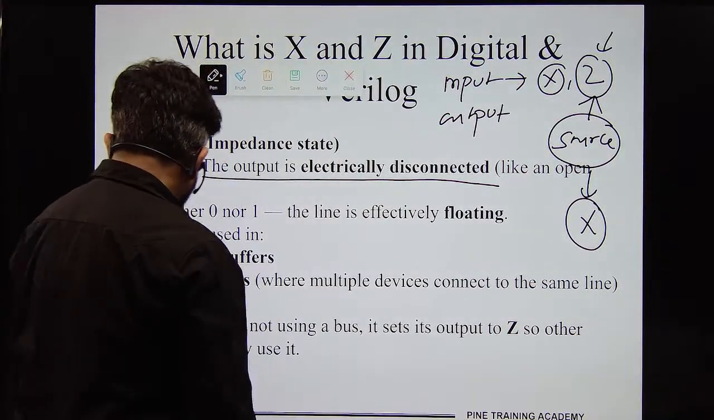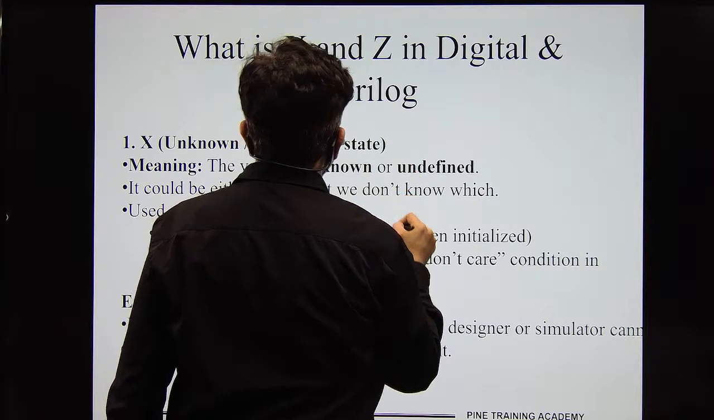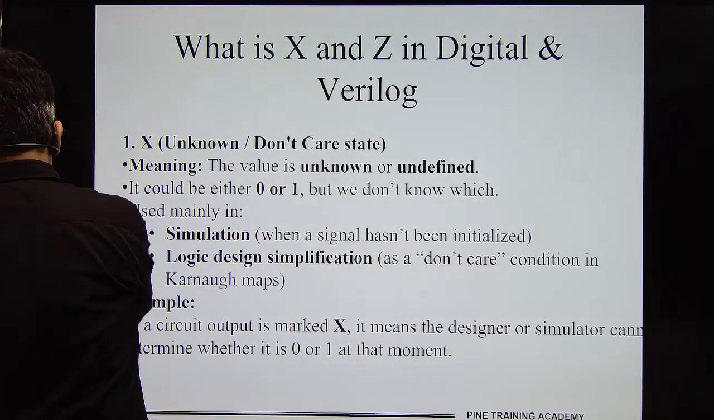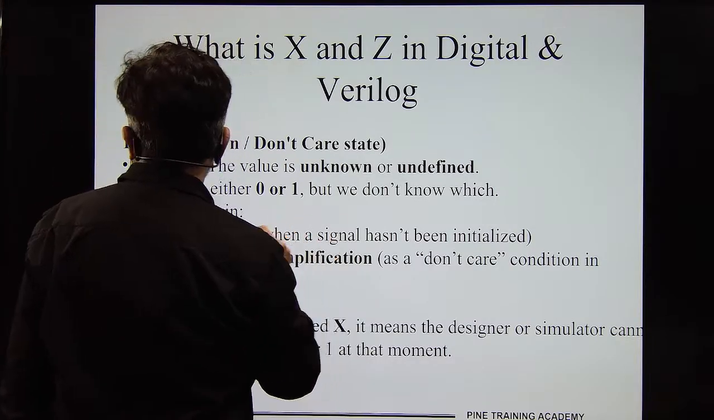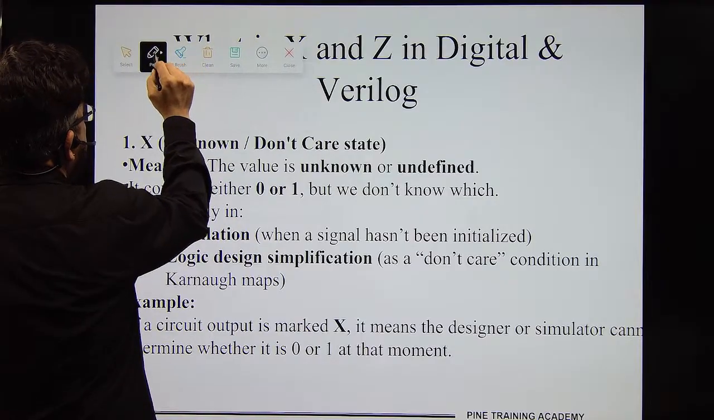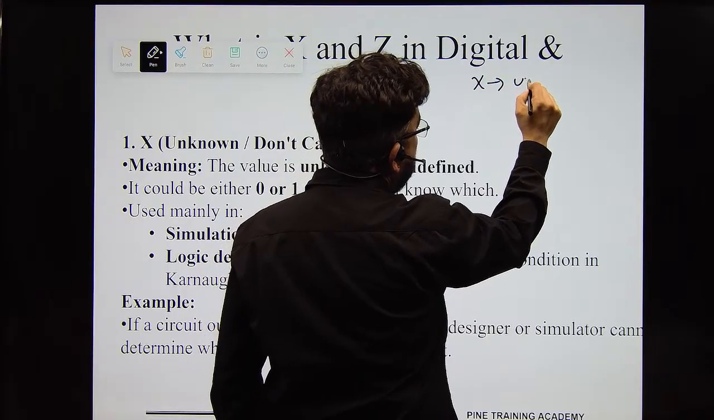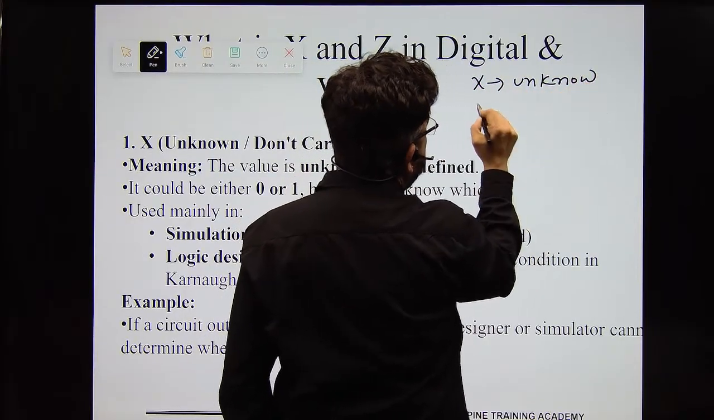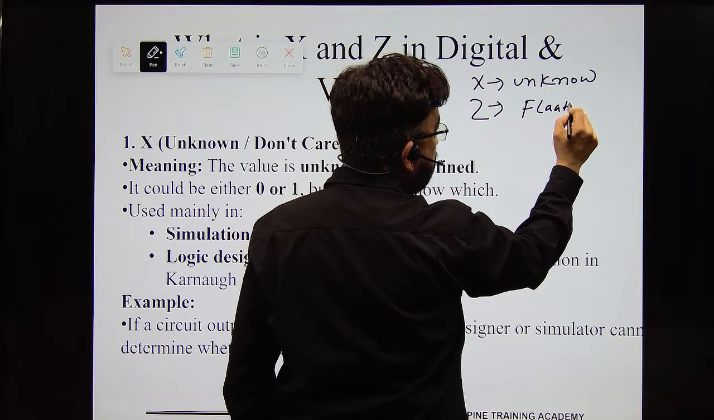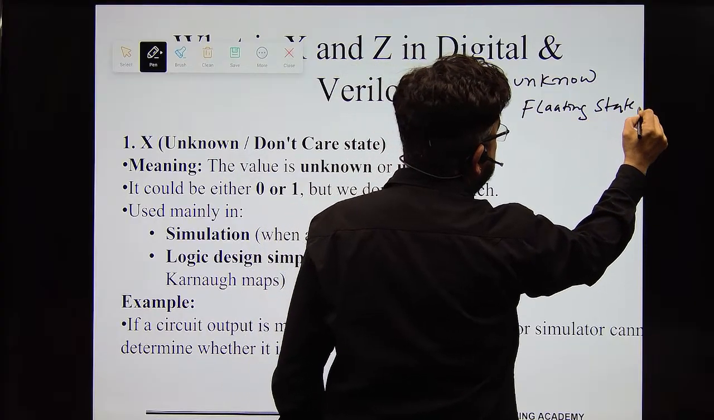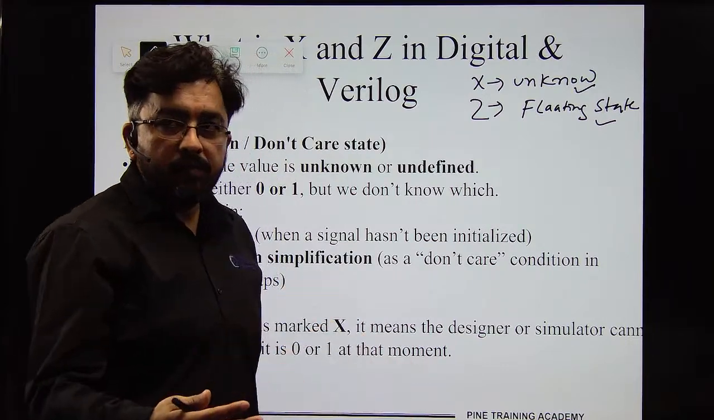Again, let me explain. X means unknown, and Z means floating state. Let's take these two simple lines. So when will X come and when will Z come?